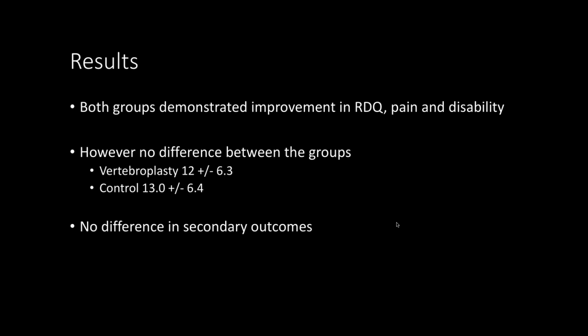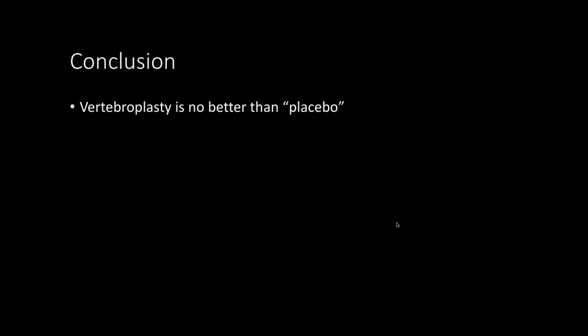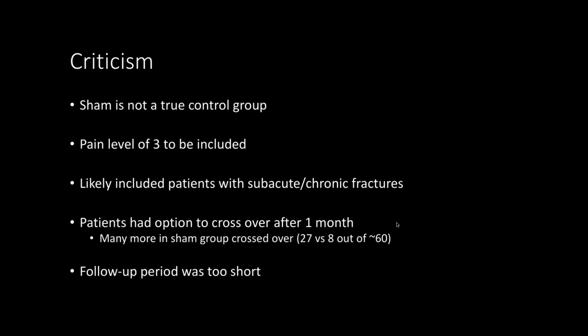You'll see that the lines for the control group and the lines for the vertebroplasty are almost identical for all of these measures. And so even though they demonstrated that there was improvement in all these primary measures between the two groups, there wasn't a significant difference with the vertebroplasty groups. And there's no difference in the secondary outcomes. So this led them to conclude that vertebroplasty was no better than placebo.